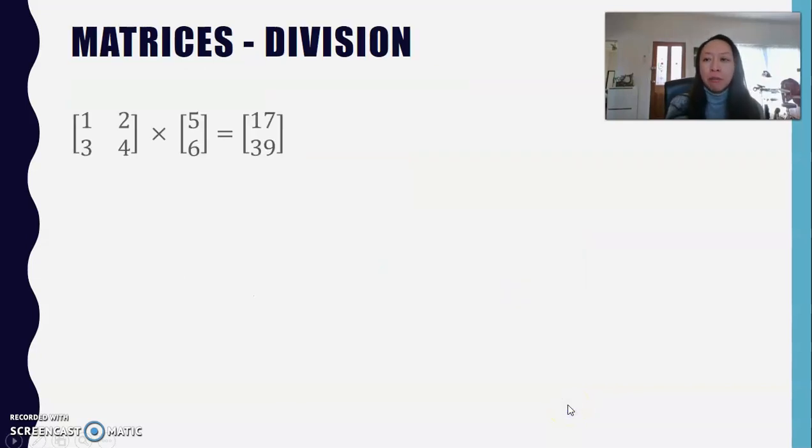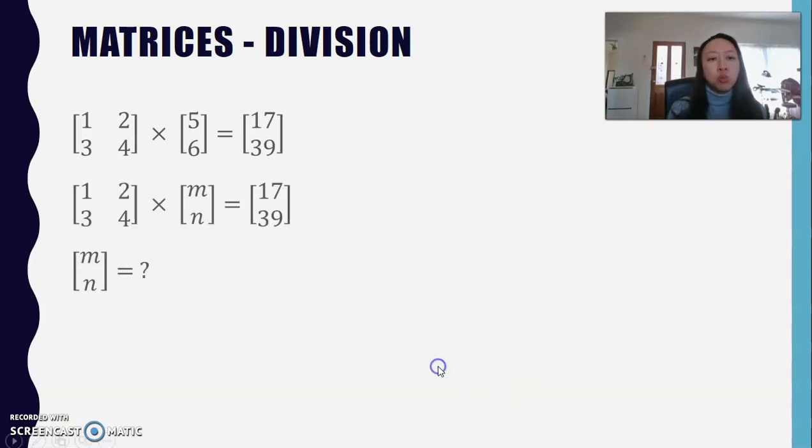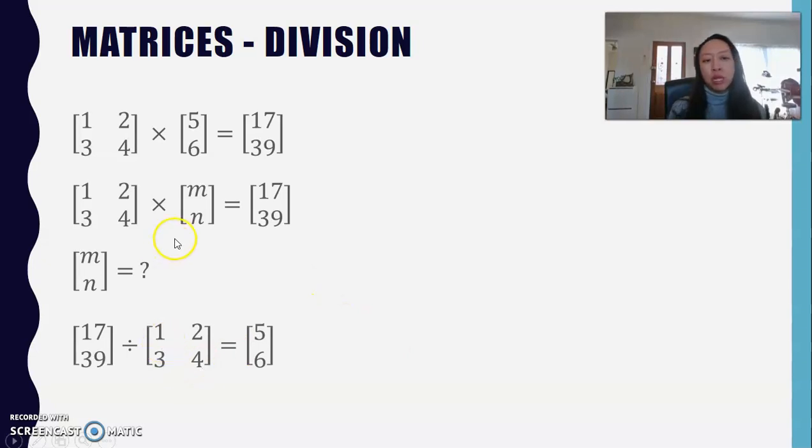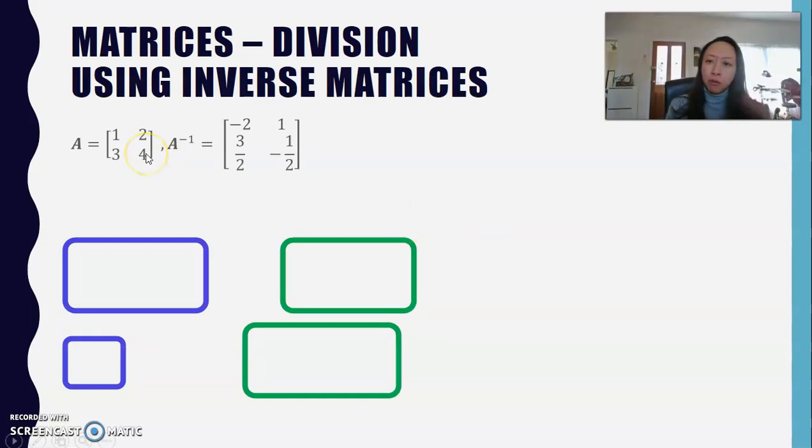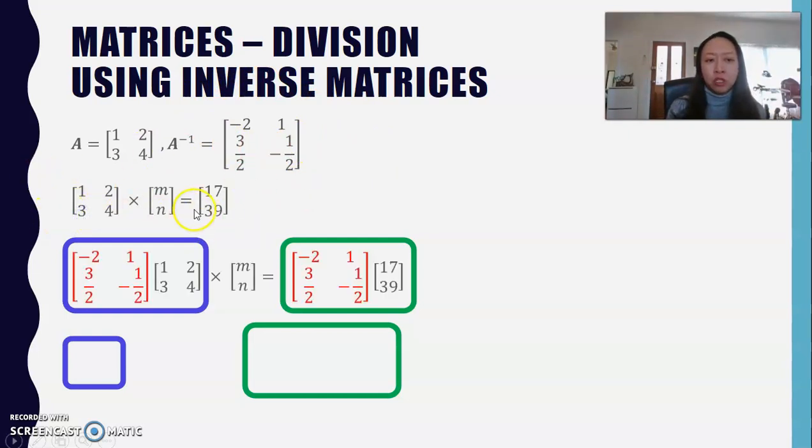So coming back to the previous question where matrices cannot be divided. This was what happened just now, and we were trying to find the value of m and n, and we know that we can't divide it. So how are we going to solve questions related to this? So matrix division. If we have a matrix A and the inverse of matrix A, this was previously solved already. And we have the original question that we need to find the value of m and n. We know that m and n is actually 5 and 6, but how do we do it?